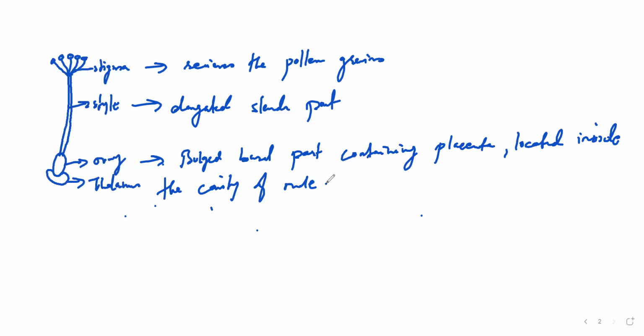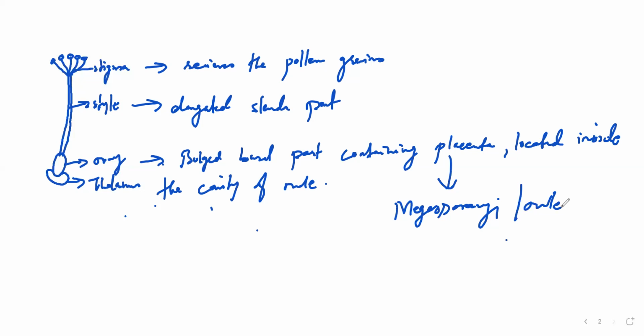Now this placenta is going to consist of what? The megasporangia or the ovules, or the seeds, you can say. This placenta consists of the megasporangia or ovules, which are going to further develop into the seeds.